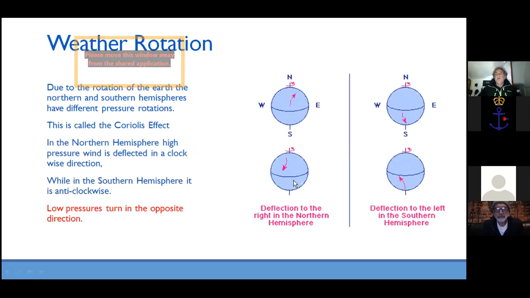So, north and south pressure changes. Low pressures turn in exactly the opposite direction. As we said, the high pressure in the Northern Hemisphere is clockwise, low pressures are anti-clockwise. Southern Hemisphere, low pressures are anti-clockwise. Sorry, high pressures are anti-clockwise, so therefore your low pressure will turn in the opposite direction. It will turn clockwise.